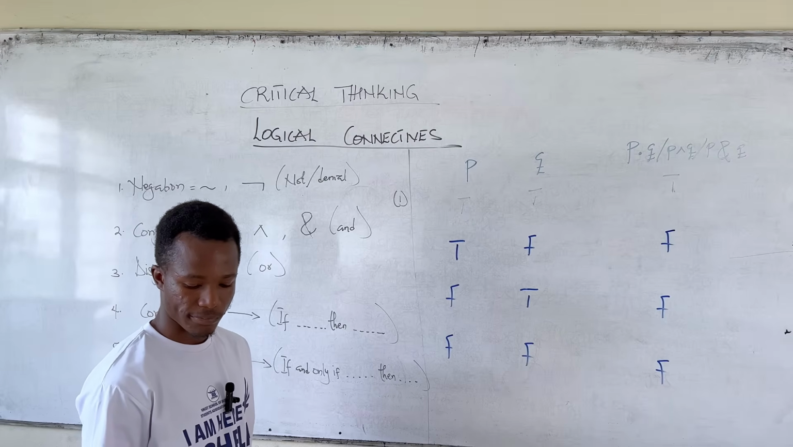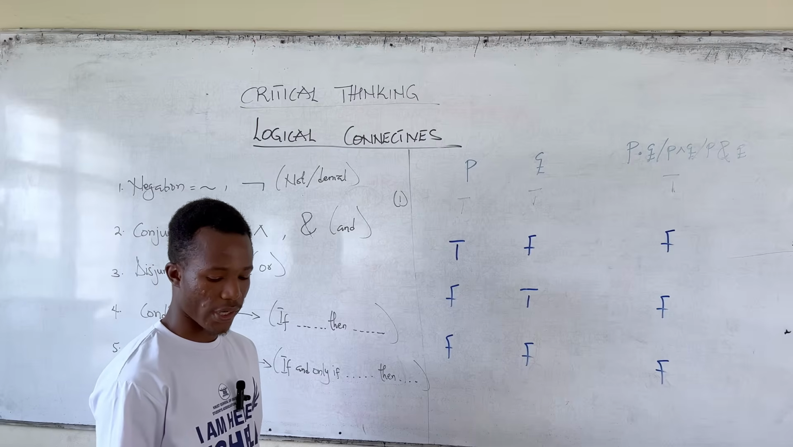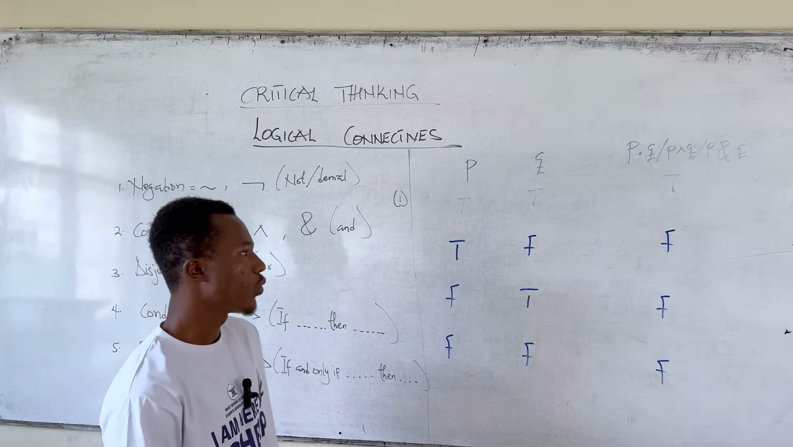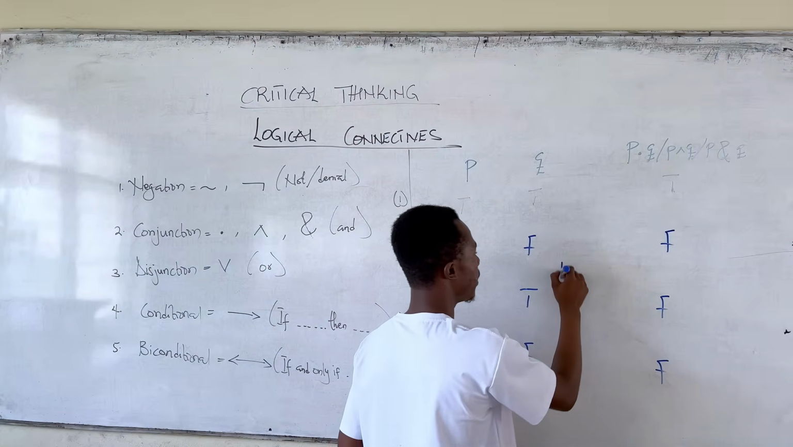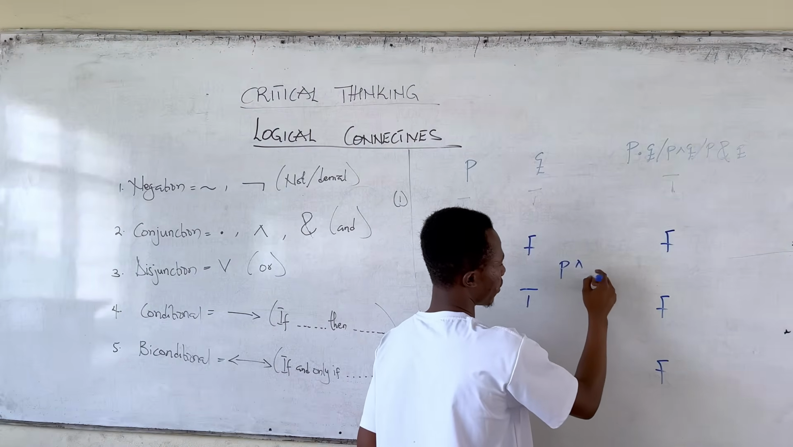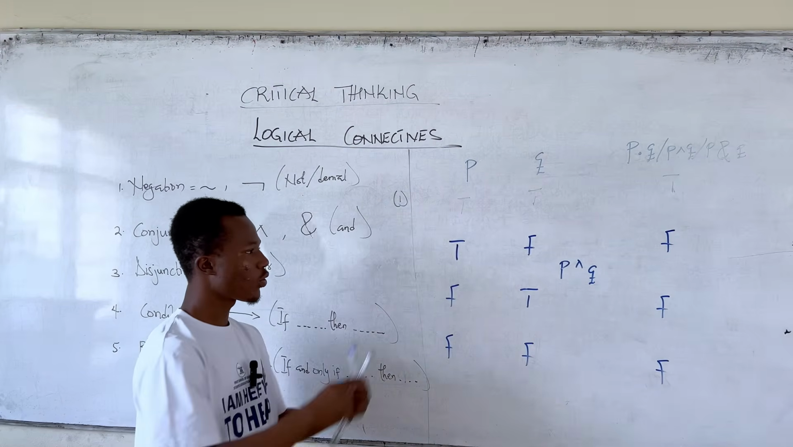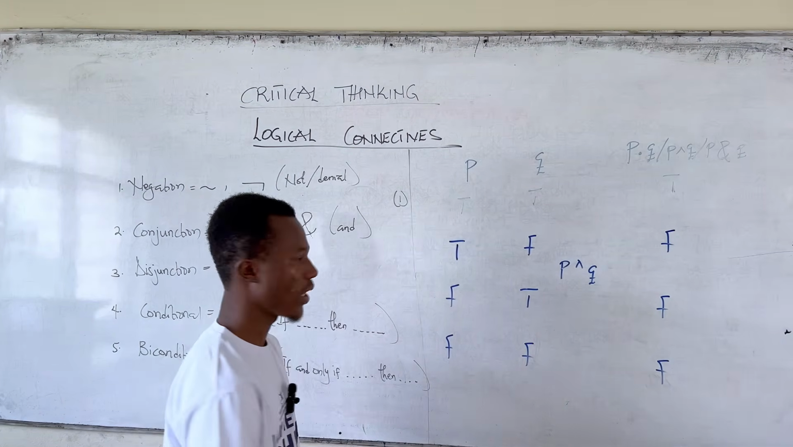Okay. Jones entered the country at New York and went straight to Chicago. So, meaning P and Q. I hope you get it. The conjunction is very simple and I believe you understand. Okay.